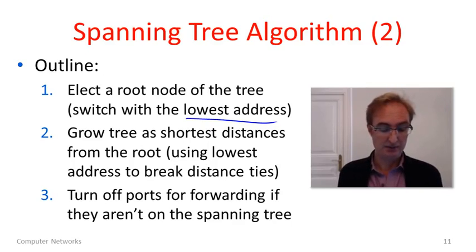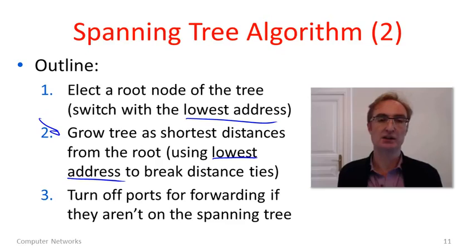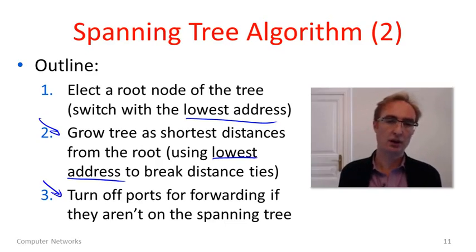When we have the root, we are going to grow the tree from the root using the shortest distance from the root as a way to decide what branches are on the tree. If we have ties, because from one particular switch you could get to the root by two different paths of equal length, we will again use the lowest address as a tiebreaker to decide which branches are on the spanning tree. And when we have the spanning tree, we'll then simply turn off any of the links, the ports, which don't forward onto the spanning tree, and we can then use the spanning tree to forward using a learning algorithm.